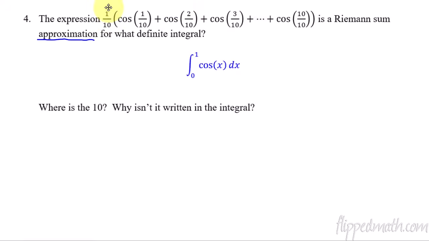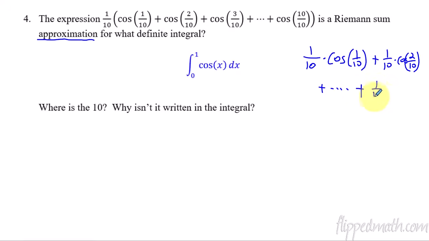Well, the 1/10, if I took this 1/10 and distributed it to every single one of these, it's like I would have this 1/10 times cosine of 1/10 plus 1/10 times cosine of 2/10. And so forth. I could just keep going, distribute, all the way up until I got cosine of 10/10. So this is your width. This is your height. All the way up until you get, so plus dot, dot, dot, plus 1/10 cosine of 10 over 10.